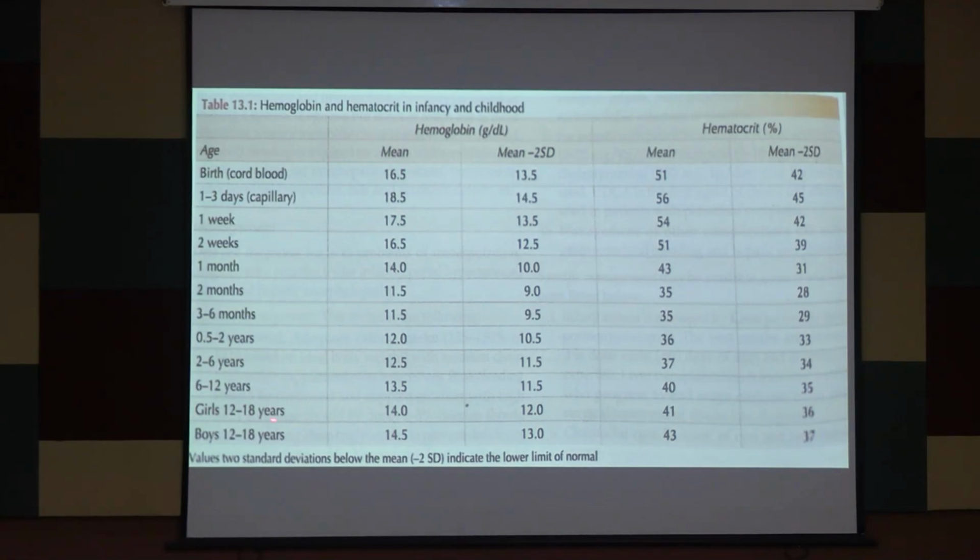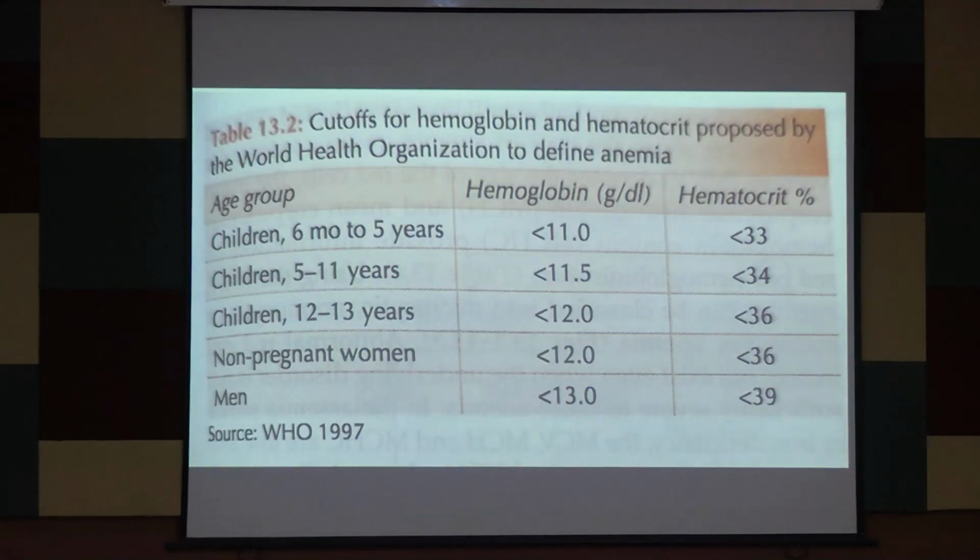Coming down to girls 12 to 18 years and boys 12 to 18 years, the mean being 14.0 and 14.5, we call it anemia when the hemoglobin is going below 12 and 13 respectively.